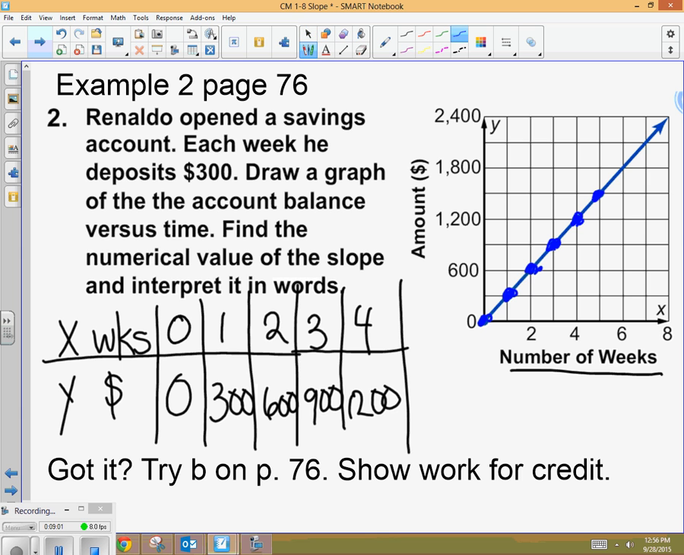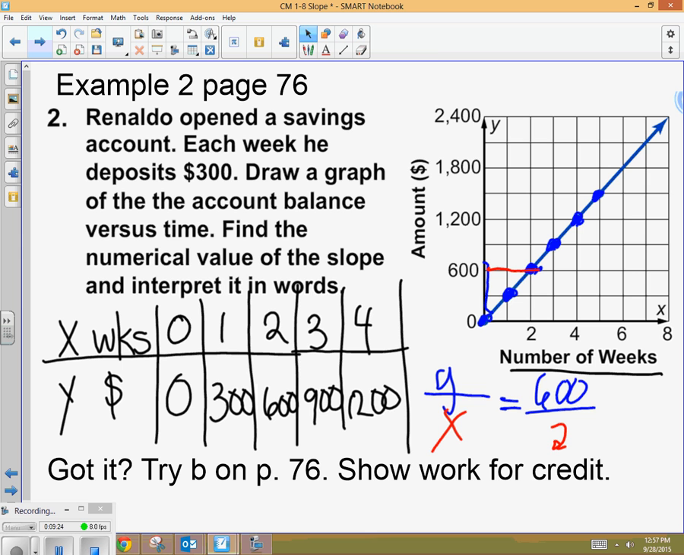Slope is the vertical change, the change in Y, over the change in X, or the horizontal change. If I go up, starting from the origin, I can go up to 600. Then I'm going to run over 1, 2 weeks. 600 over 2 reduces to 300 over 1, and that is my slope, 300 over 1. Now, to interpret it in words, that means for every 1 week, I deposit $300.